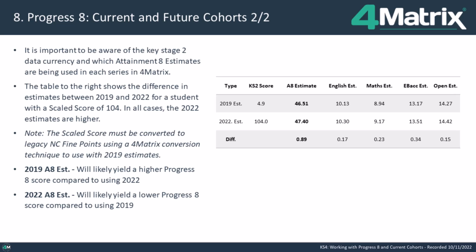And please note that scaled scores must be converted to legacy national curriculum fine points using a 4Matrix conversion technique if you choose to use the 2019 estimates. That's a quick one-click button exercise in Edit Markbook. It takes a couple of seconds. So 2019 A8 estimates will likely yield a higher Progress 8 score compared to using 2022, and 2022 A8 estimates will likely yield a lower Progress 8 score compared to using 2019.